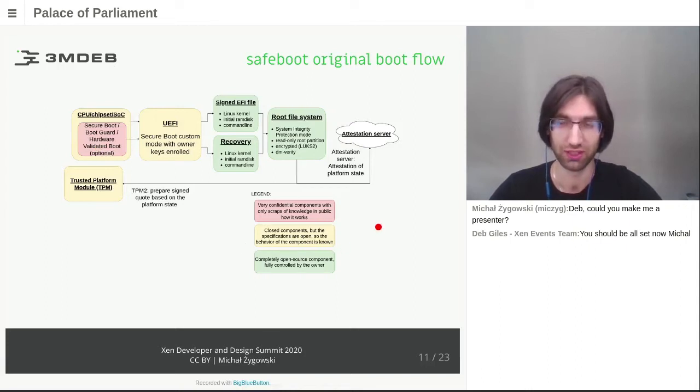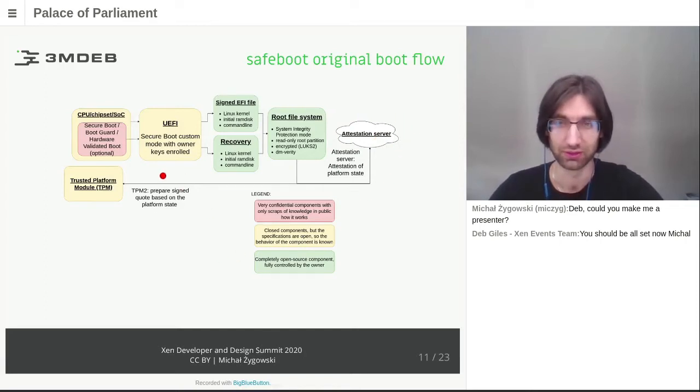The blocks in yellow are marked as components that are not necessarily open, but we have specifications which tell us how these components behave. And then we have green open source blocks, which are known to the public, and we have full control because we can always rebuild and modify these components. And we have the attestation server. I didn't give it any color because it is a choice of the owner how to make the attestation.